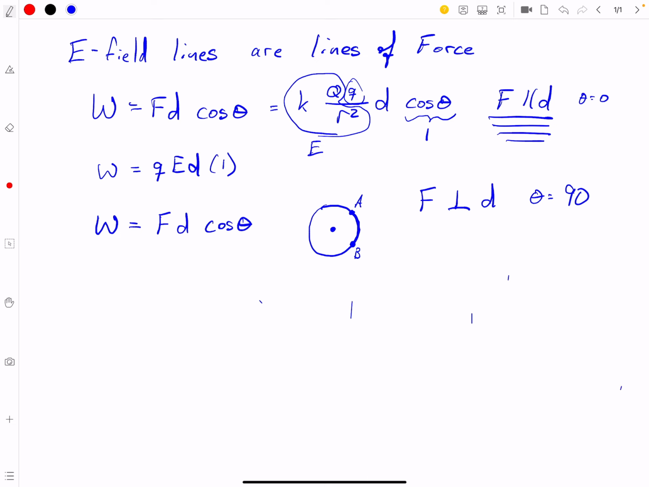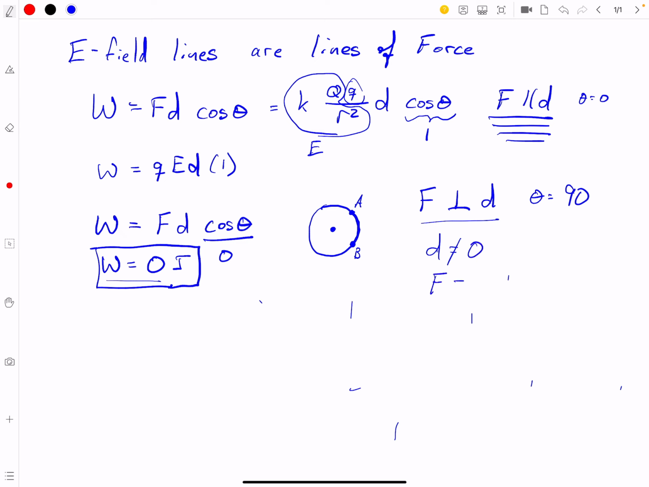So great, but if theta is 90 degrees, cosine of 90 is equal to 0. So our work is 0 joules. So that is how we know we can't have any work done along an equipotential. We know that F and D have to be perpendicular to each other, because we moved, so D is not equal to 0, and F is not equal to 0.